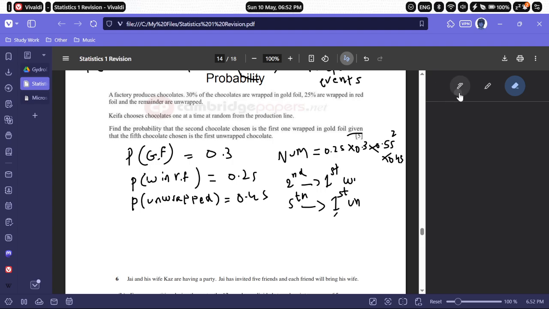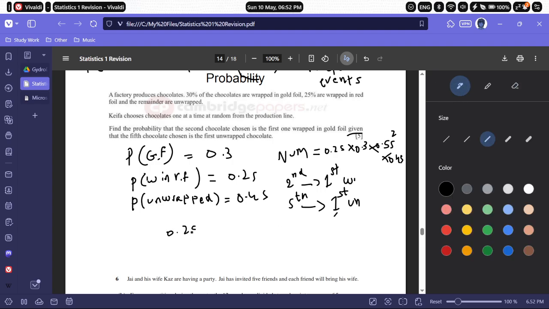So for the numerator you get 0.25 times 0.3 times 0.55 squared times 0.45. Now divide that by the probability that the fifth chocolate chosen is the first unwrapped. For that, the first four would be wrapped, so that would be 0.55.